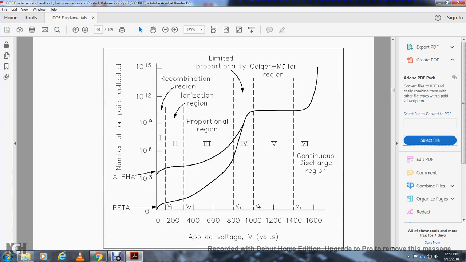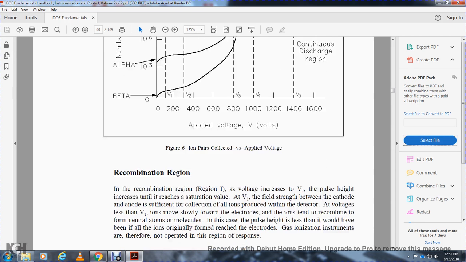This shows the number of ion pairs collected for the alpha: 10 to the third, 10 to the 6th, 9, 12, and 15. The applied voltage is across the bottom: 200, 400, 600, 800, 1000, 1200, 1400, 1600. Regions 1, 2, 3, 4, 5, and 6: recombination region, ionization region, proportional region, limited proportionality, Geiger-Müller region, and continuous discharge region.